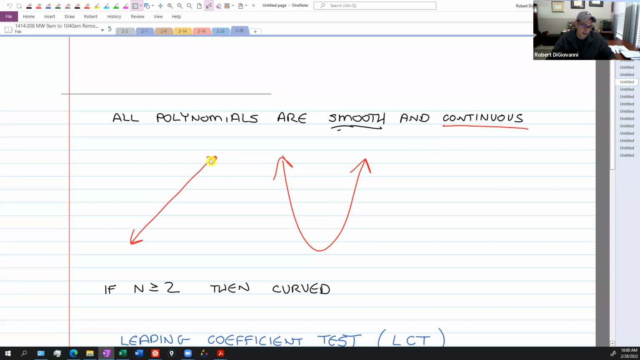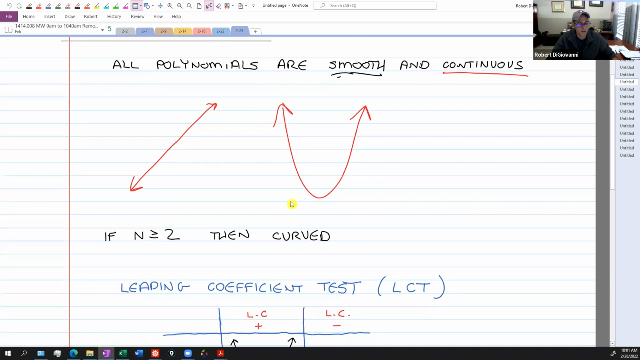So if you draw a line, I think we'd all agree that that's smooth. There's no ripples or jagged edges. And you can draw it without picking up your pencil. Same with the parabola, okay? It's smooth, it's continuous. You can draw it without picking up your pencil.